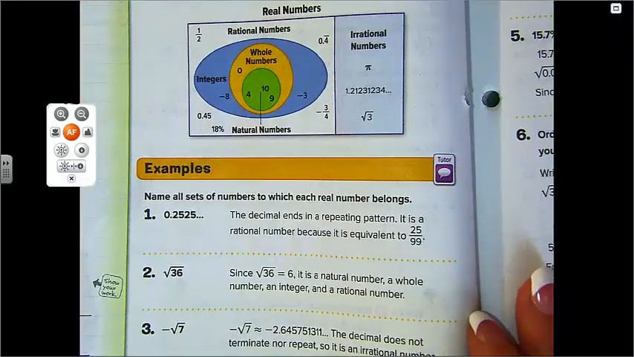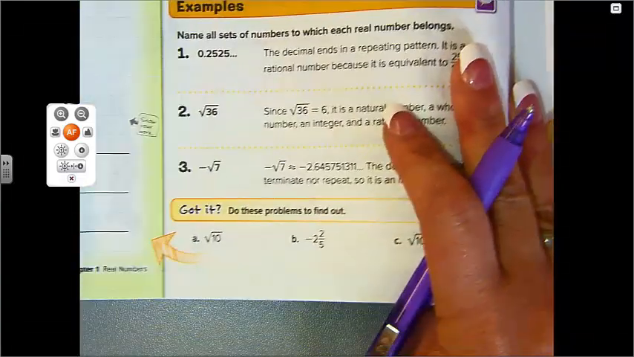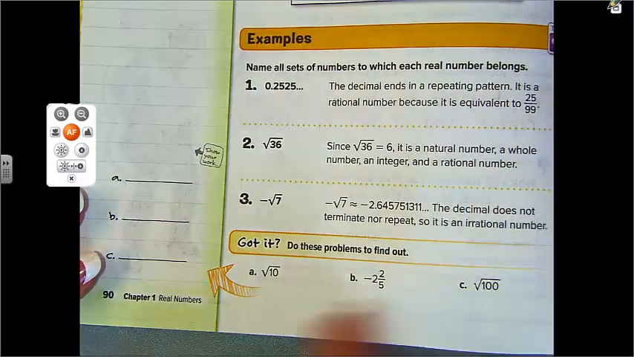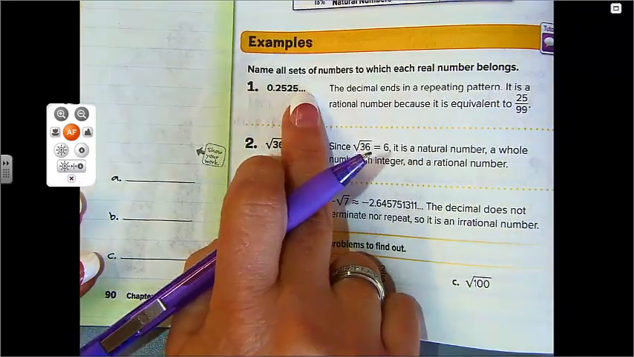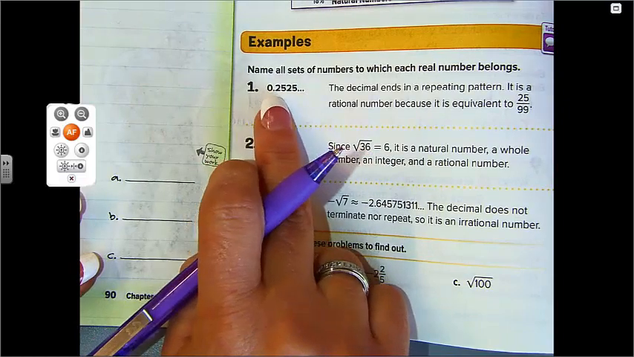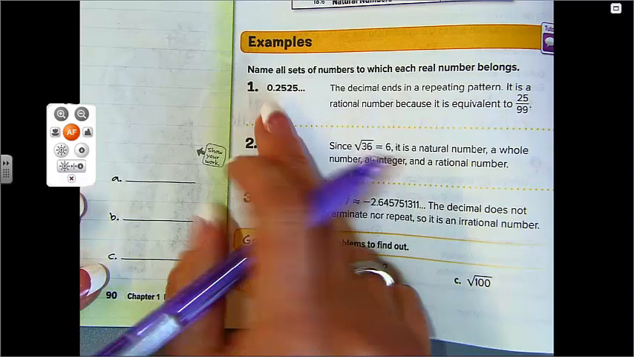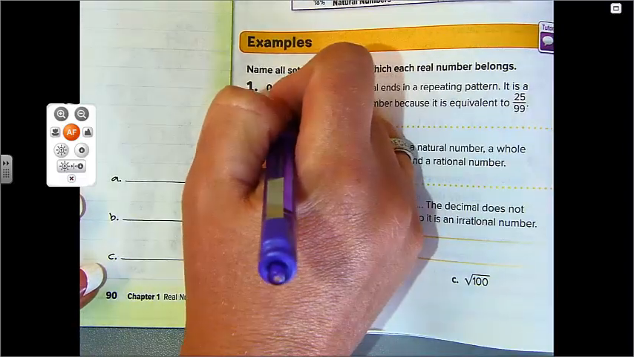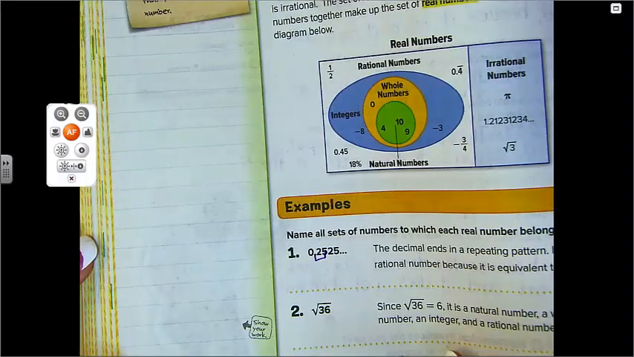So now let's use this information. I want to classify which sets of numbers these belong to. Well, if I look at 0.2525, and these 3 dots mean it goes on forever, so it'd be 0.25252525252525 forever. Does that repeat? Yes, the 2 and the 5 repeat in that decimal. So I know that it's a rational number.